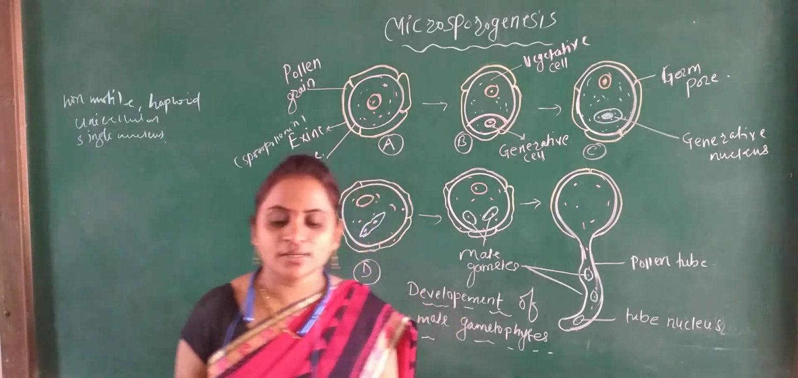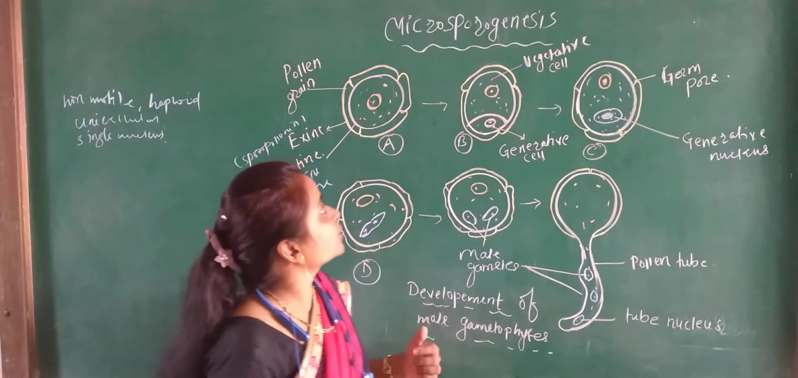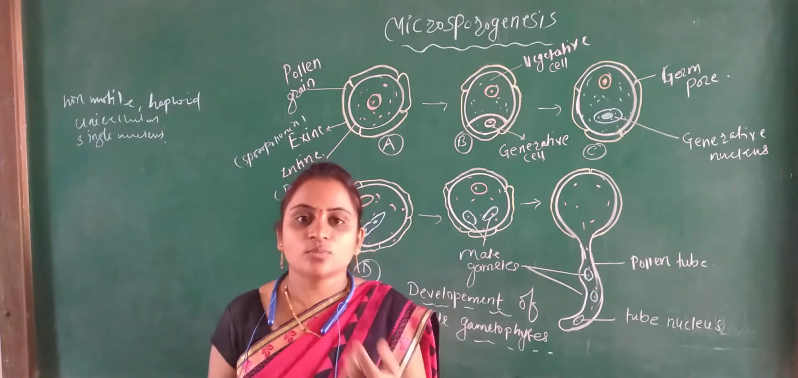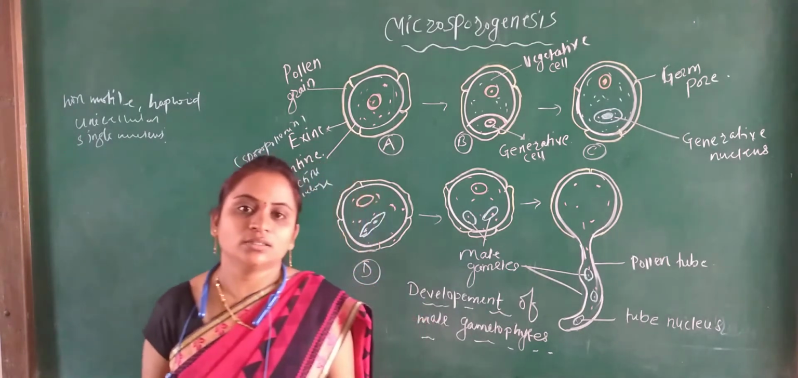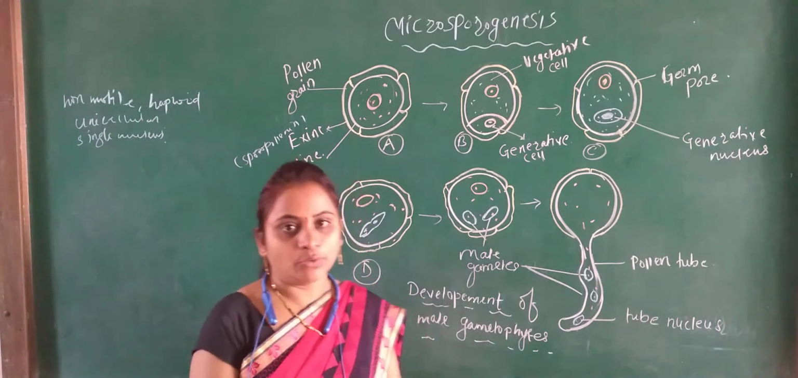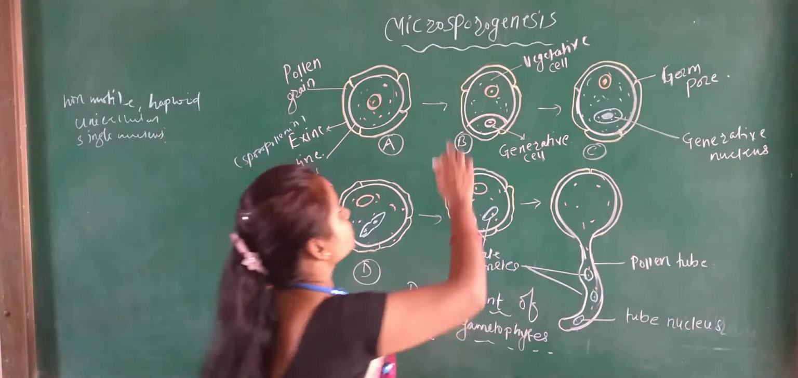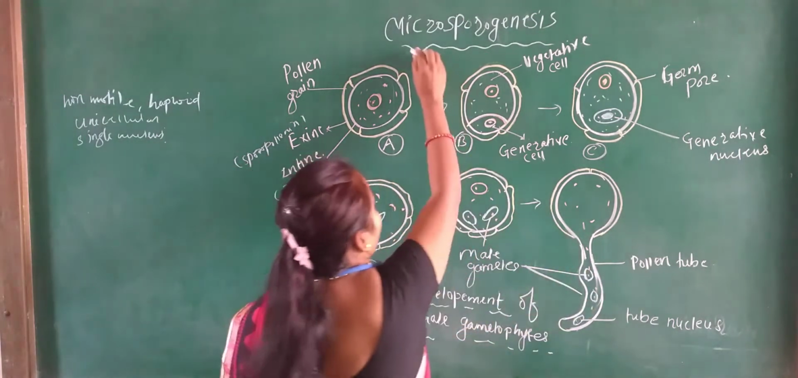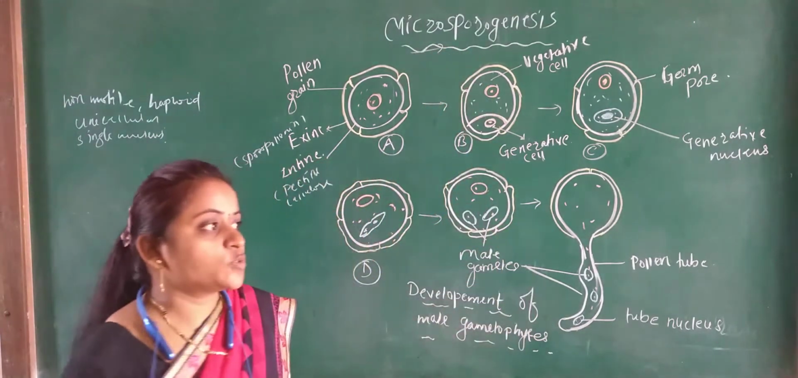Today we are going to discuss the next topic, that is microsporogenesis. Before that, we know that there is an anther. It is one of the male parts, and it produces the male gamete of the flowering plant. In that, one process which takes place is microsporogenesis. What is meant by microsporogenesis?